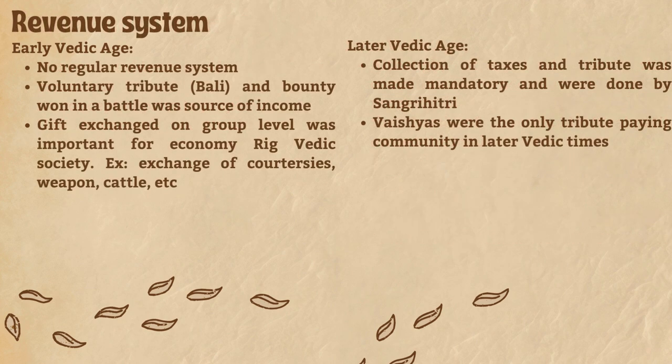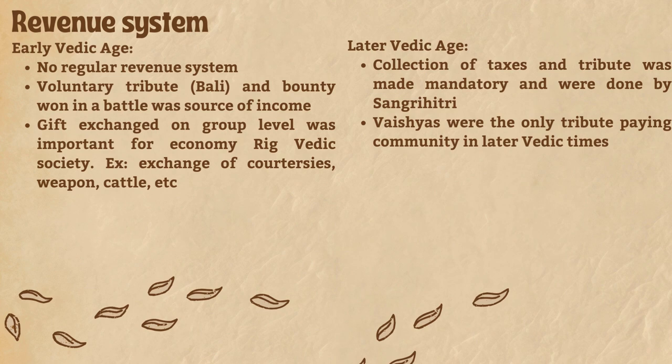What about the revenue system? Let's dive deeper into it. In the early Vedic age, there was no regular revenue system. Voluntary tribute, bali, and bounty won in a battle were the sources of income. Gifts exchanged at group level were important for the economy of Rig Vedic society.